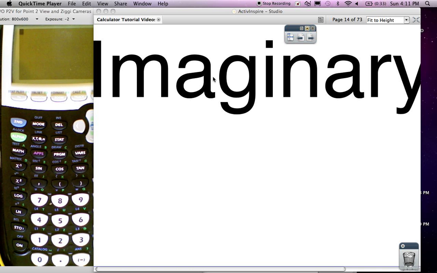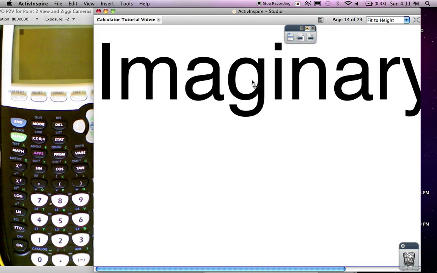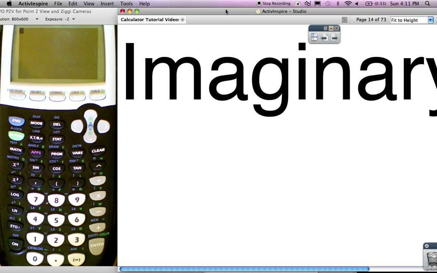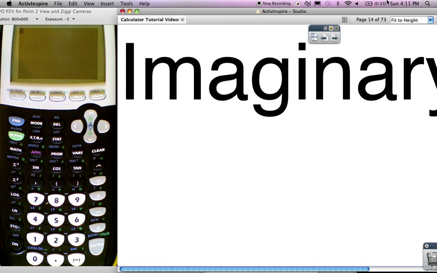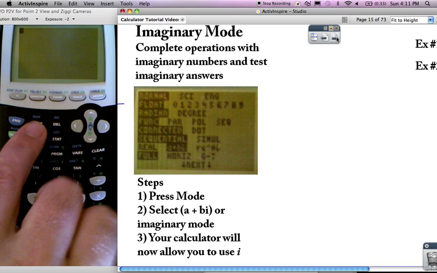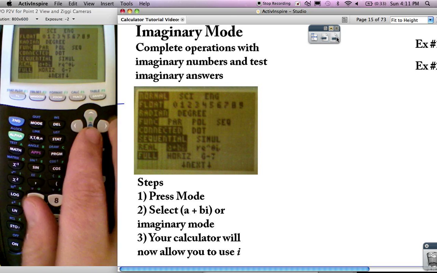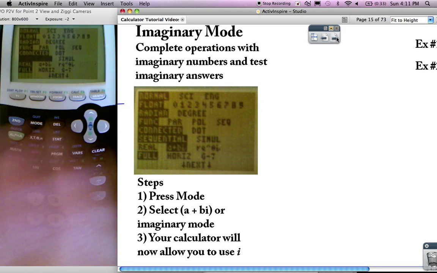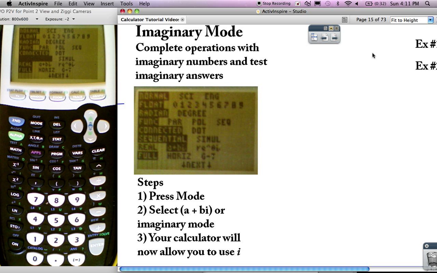All right, I'm going to be going over how to use the imaginary mode on your calculator. I know some of my Algebra 2 students aren't going to be very happy when they see this, that this was available to them, but I'm okay with that. First thing we have to do is go into our imaginary mode. That's found right here. We press mode, and you can see I already made the change. Your default setting is going to be real, and we're going to try to put this into imaginary.